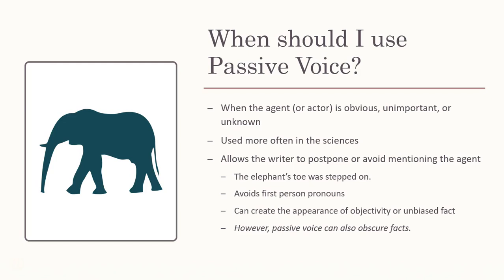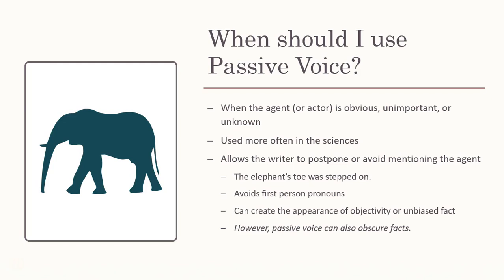Sentences may be written in passive voice when the agent, or the one doing the action, is obvious, unimportant, or unknown. Passive voice is often used in the sciences where the agent, or the person conducting the experiment, is considered less important than the experiment itself. Passive voice allows the writer to postpone or avoid mentioning the agent altogether. For example, we could just say the elephant's toe was stepped on and leave the mouse out of the sentence.